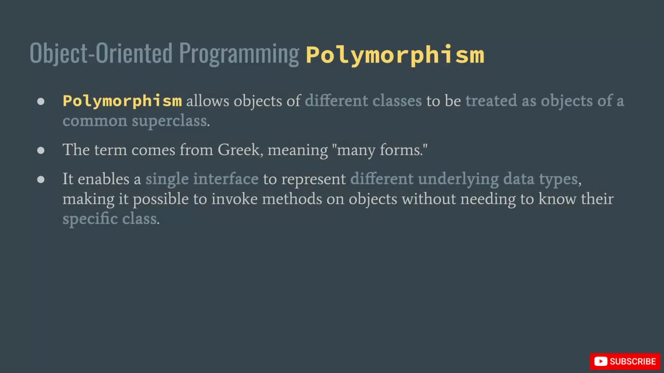Polymorphism in object-oriented programming allows objects of different classes to be treated as if they belong to a common superclass. The term itself means many forms, and that's exactly what polymorphism provides, a way for a single interface to work with different underlying types. This flexibility lets us call methods on various objects without needing to know their exact class, making our code more adaptable and easier to extend.